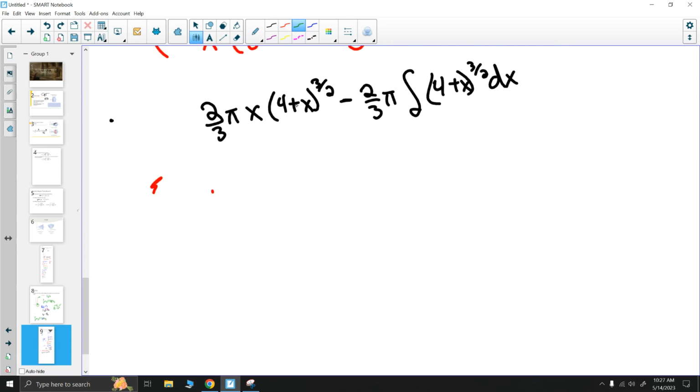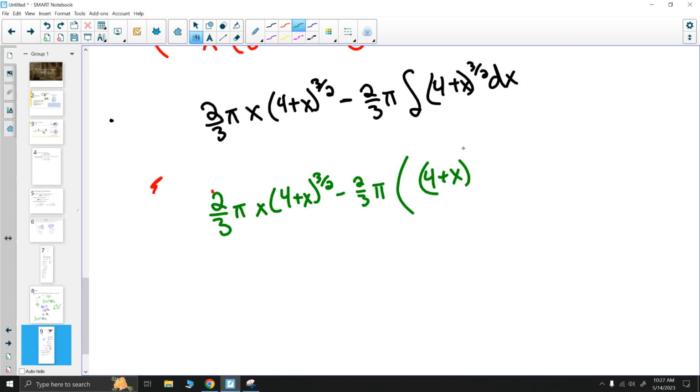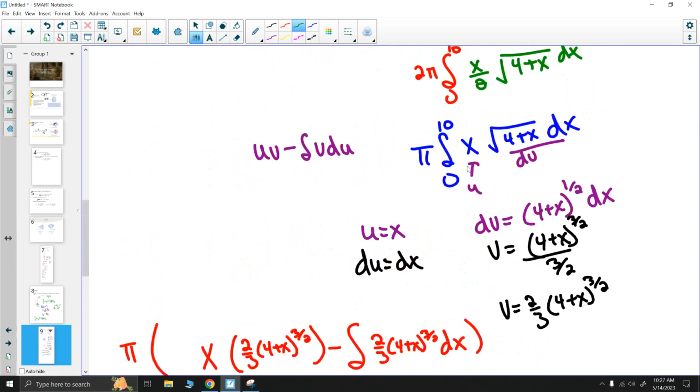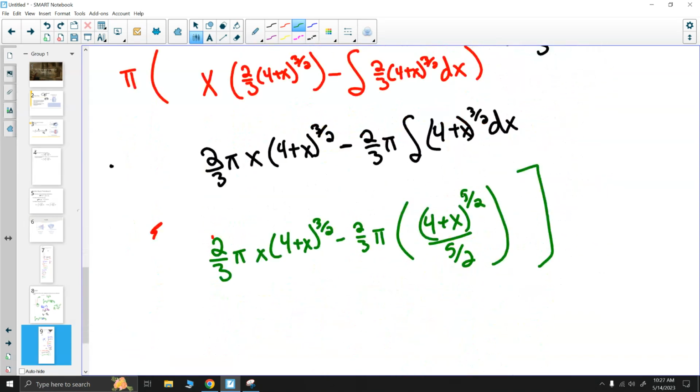So we have 2/3 pi x, (4 plus x) to the 3/2 minus 2/3 pi times the integral, again, same thing. We can just add 1 to the exponent, so that would be (4 plus x) to the 5/2 divided by 5/2, and we're taking all of this from 0 to 10.